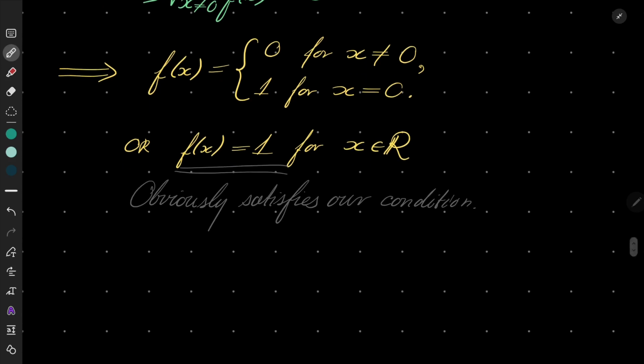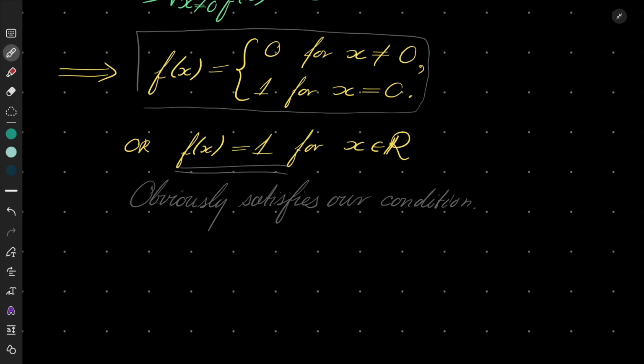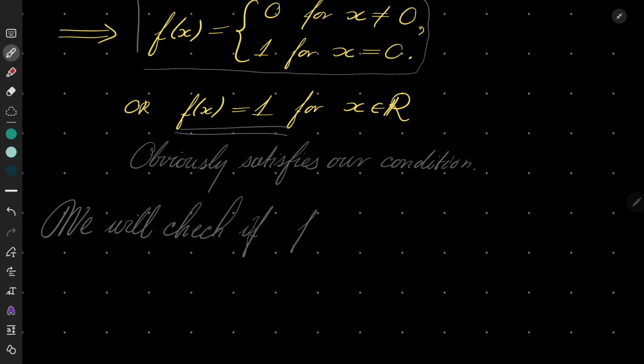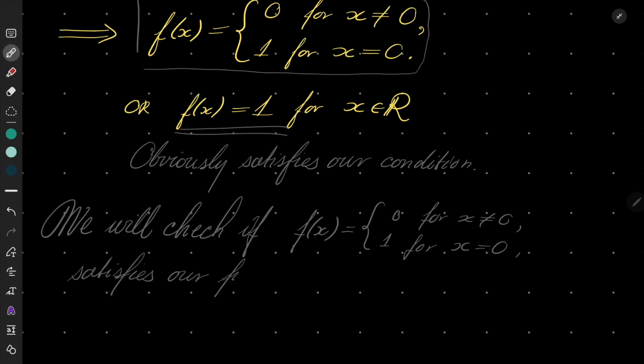So we have to do one last step, namely we have to verify if this function, which is 0 for non-zero x's and 1 for x equals 0, satisfies our condition. So we will check if this function, which is 0 for x non-zero and 1 for x equals 0, satisfies our functional inequality.